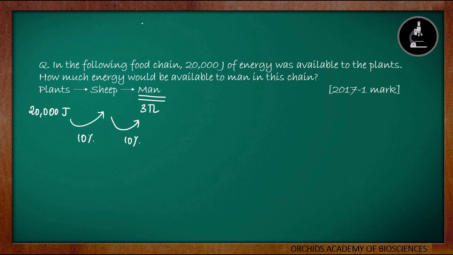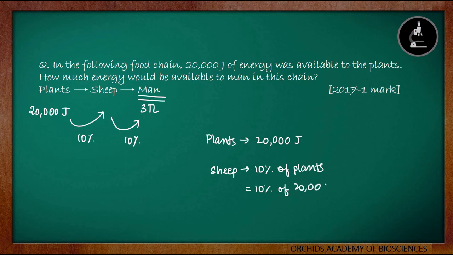A simple technique to do it is just whenever we want to find 10% of something, we just need to divide it by 10. So what we can do here is, for plants how much amount of energy is there? 20,000 joules of energy. So for sheep, 10% of plants, that is 10% of 20,000. A simple method to do is just divide 20,000 by 10. You'll get the answer, 2,000 joules of energy. That is for sheep.